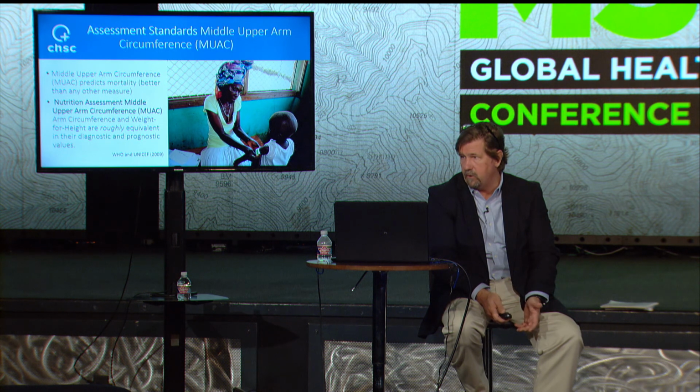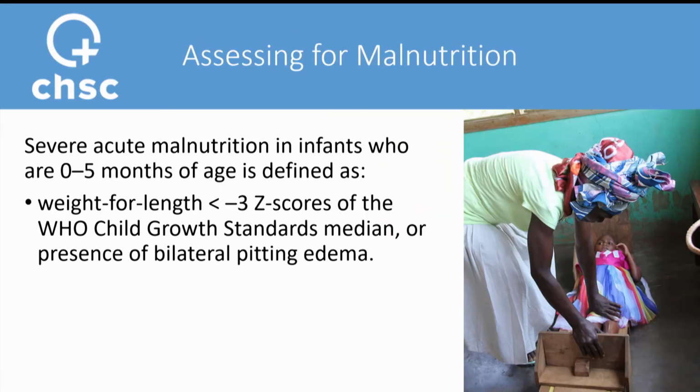Ultimately, you can do the same thing with the mid-upper arm circumference band. In fact, what we have learned is that the mid-upper arm circumference bands and weight for height are roughly equivalent as diagnostic and prognostic parameters. So you don't necessarily have to weigh, measure, and graph all these kids to get the data that you're looking for. The mid-upper arm circumference data will do it for you if you use them. This is also out of Lindsay's program in the Congo. That's the weight for height for age.